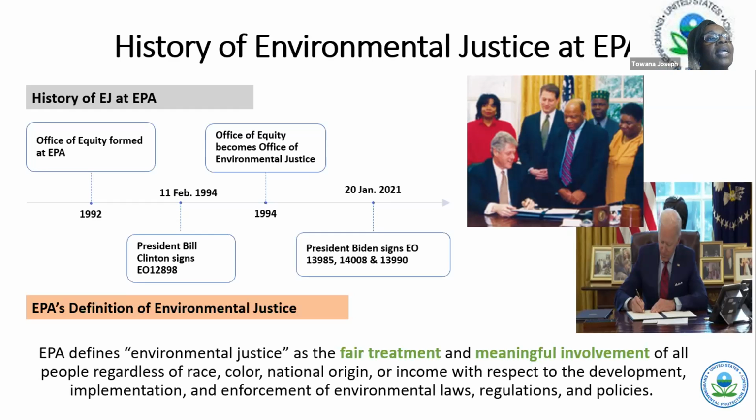So each region, meaning city, state, and federal, has different definitions of environmental justice, but the EPA defines environmental justice as the fair treatment and meaningful involvement of all peoples, regardless of race, color, national origin, or income, with respect to the development, implementation, and enforcement of environmental laws, regulations, and policies.